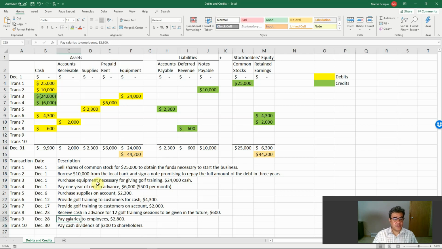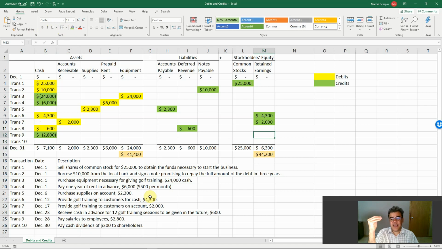Transaction nine, pay salaries, 2,800. Negative cash, we are paying. So if we are paying, decreasing assets, credits. Paying salaries is an expense. So we are increasing expense, reducing our retained earnings. If we are reducing our retained earnings, we are debiting it.